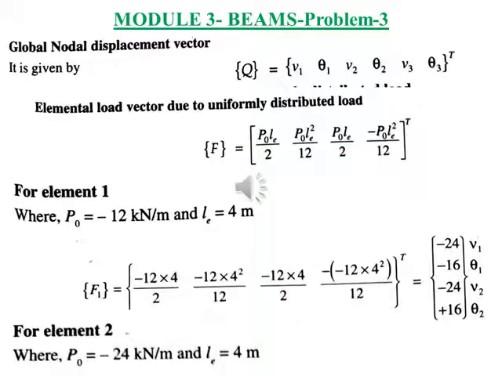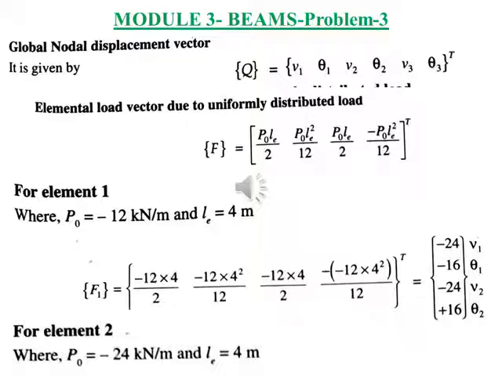So now calculating the displacement vector Q, which is equal to mu1, theta 1, mu2, theta 2, mu3, theta 3. For element 1, mu1 is PL by 2, theta 1 is PL square by 12, mu2 is again PL by 2, and theta 2 is minus PL square by 12. Similarly, for element 2 also we have to calculate the load vector and then add up both.